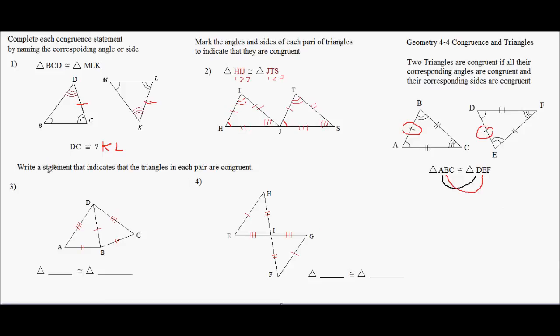Then write a statement that indicates that the triangles in each pair are congruent. Okay, so A is this one, right? In between these two. So that'd be C. So A, well, let me make it thicker. Now, let's use blue, yes. So A corresponds to C. And then if I go to B, well, C goes to B. So we go B and B. See that?